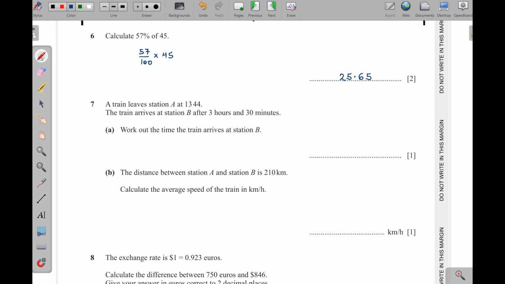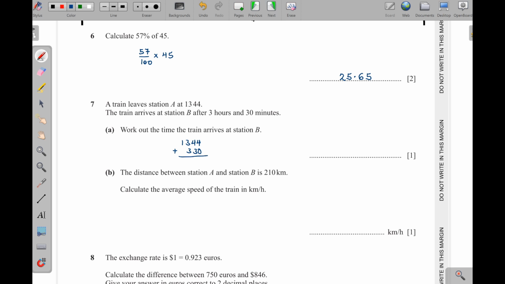25.65. And then question 7, a train leaves station A at 13:44. The train arrives at station B after 3 hours and 30 minutes. Work out the time the train arrives at station B as part A. So we shall have 13:44. Then we add 3 hours and 30 minutes.